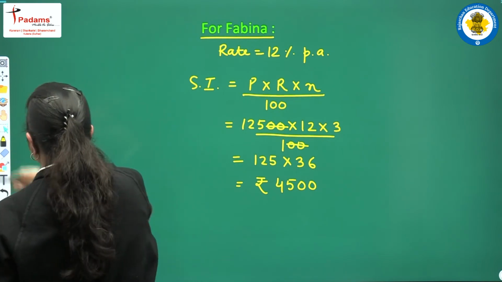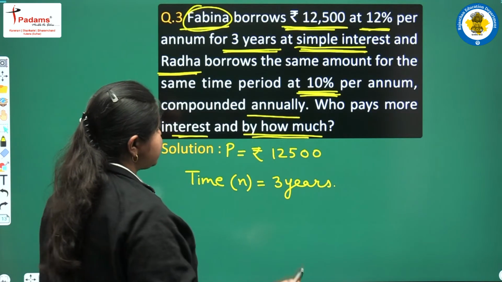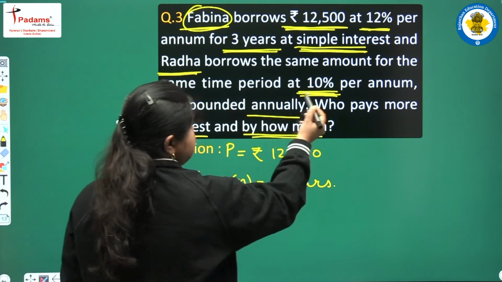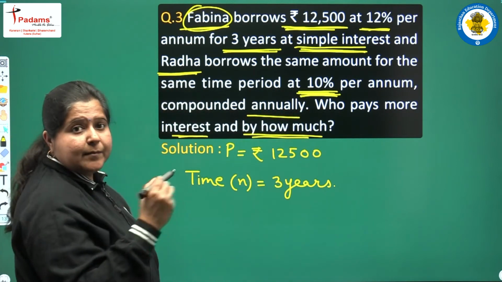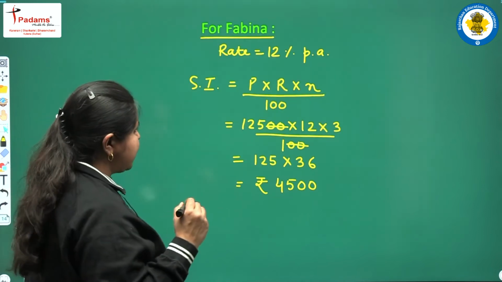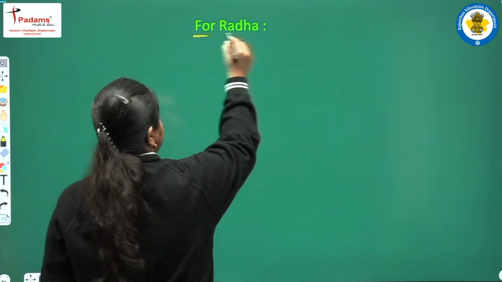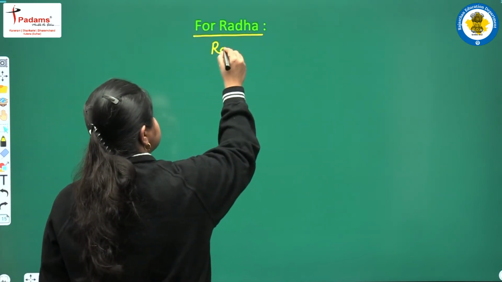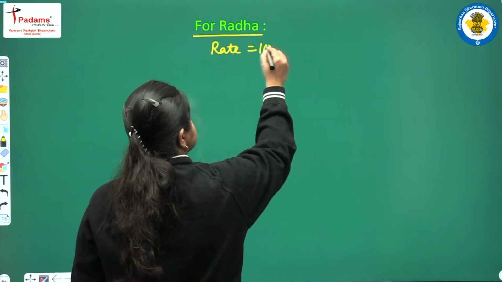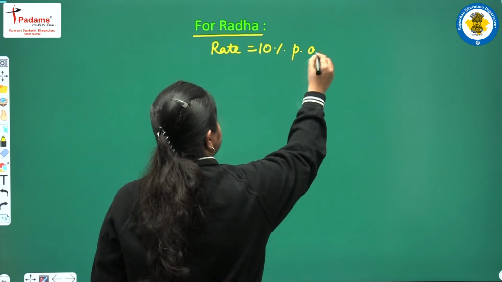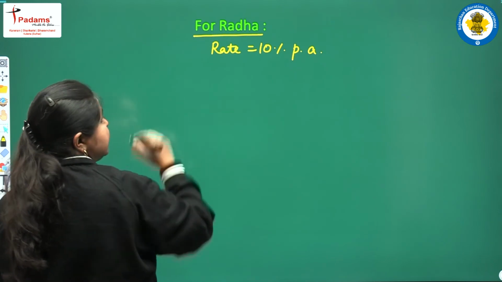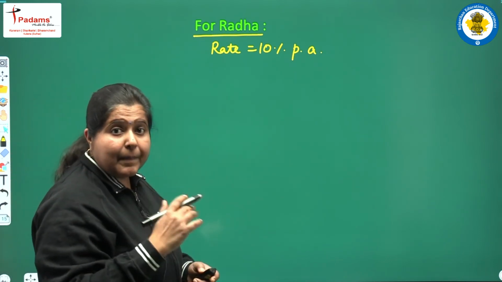Then we talk about Radha. राधा के केस में क्या है? 10% रेट हो जा रहा है, टाइम और प्रिंसिपल सेम है. So we take the case of Radha. For Radha now the rate is 10% per annum and for this we need to find the compound interest.